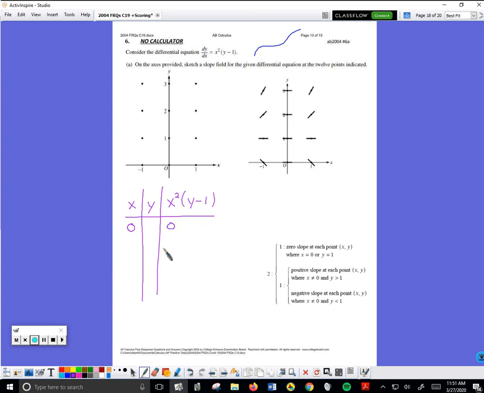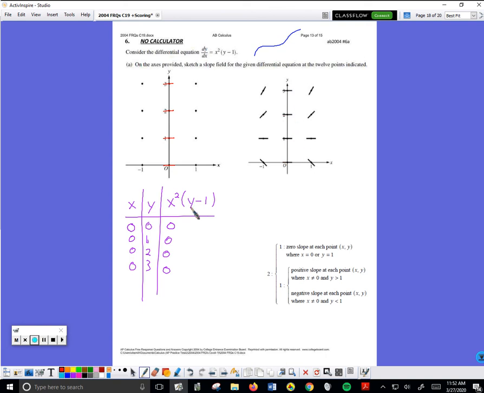So looking at the slope field, the spots where x is equal to 0 are here, here, here, and here. So that's when y is equal to 0, 1, 2, or 3. So for all of those spots, the slope is 0. A slope of 0 means a horizontal line. So on the slope field, you have to draw a horizontal line at those points. Checking the answer over here, that matches up.